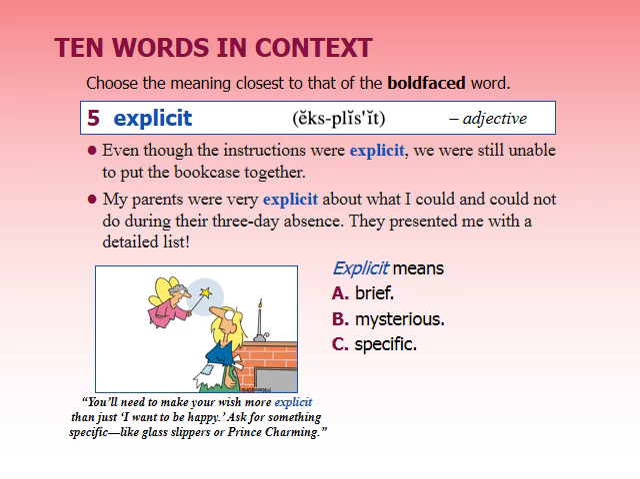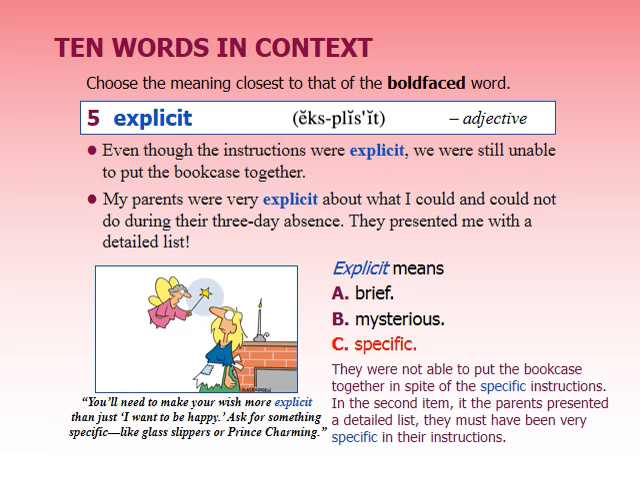Our next word here is explicit, which is an adjective. Even though the instructions were explicit, we were still unable to put the bookcase together. My parents were very explicit about what I could and could not do during their 3-day absence. They presented me with a detailed list. So explicit means specific, but it's more than just specific. Explicit means specific and detailed. If you are explicit, it means that you're very, very clear about what someone should or shouldn't do. So explicit is often used with instructions.